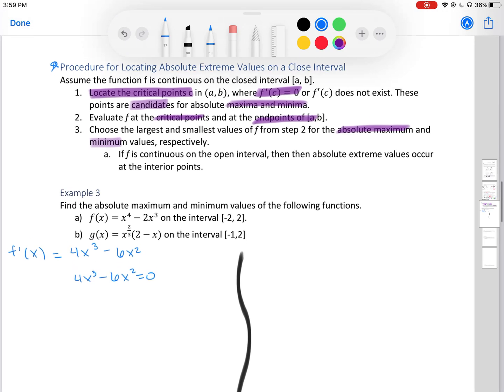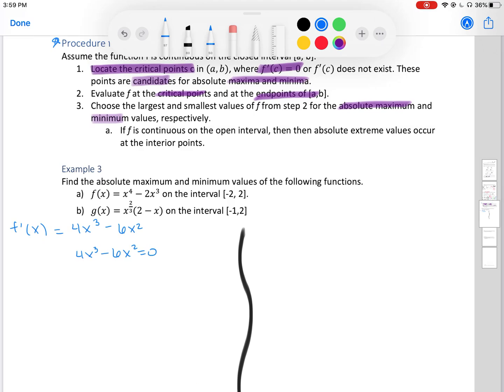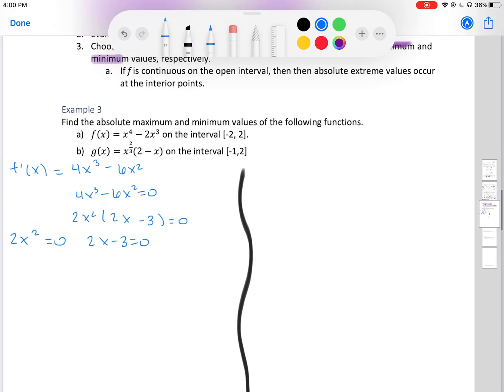and solve. Okay, we can factor out 2x squared, so we're left with 2x minus 3. We set each factor equal to 0. 2x squared equals 0. 2x minus 3 equals 0. We're left with x is equal to 0. x is equal to 3 over 2. And these are our critical points.